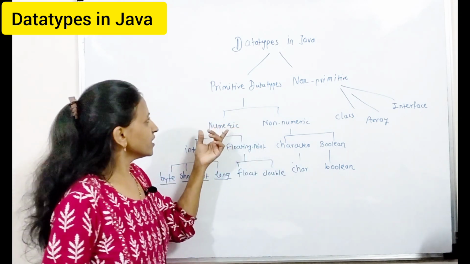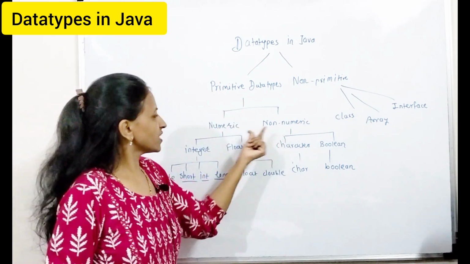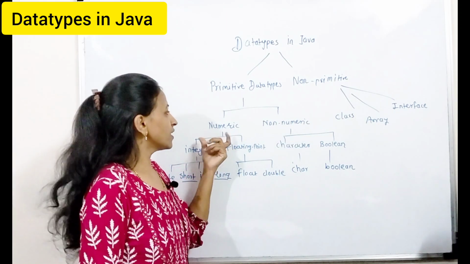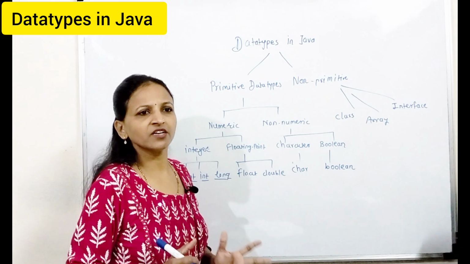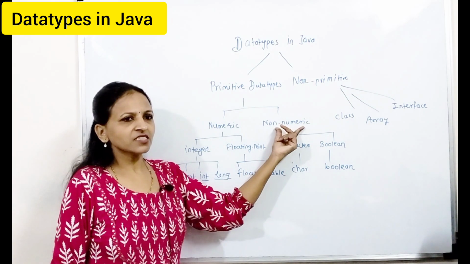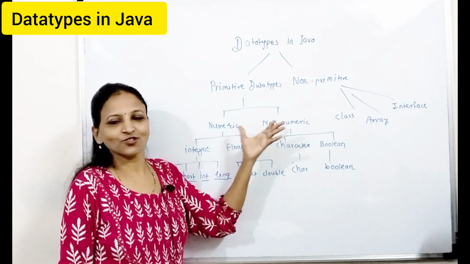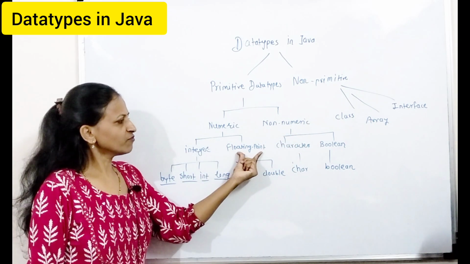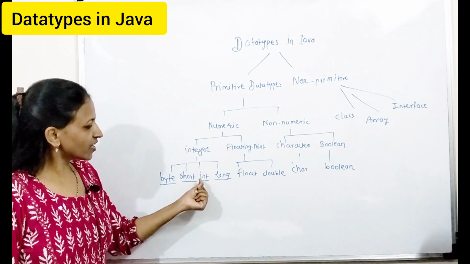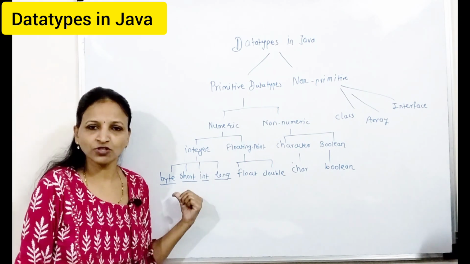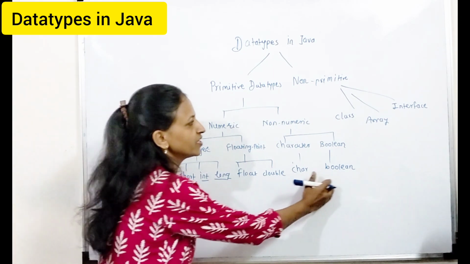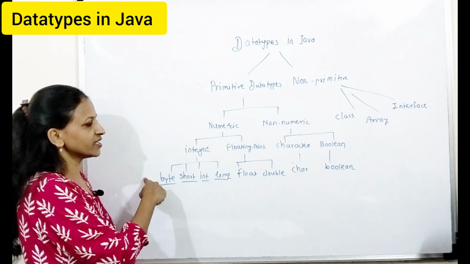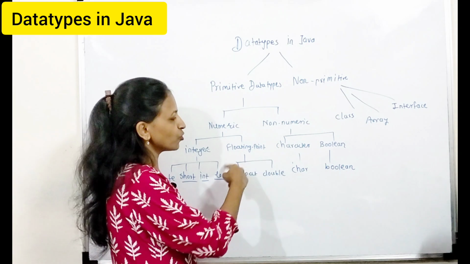Now here primitive data types are again categorized into two types, that is numeric and non-numeric. Numeric means there are numbers, number related data, numeric information. Non-numeric means which are not inside this numeric category, those are in non-numeric category. Inside numeric, integer and floating point. Inside integer there are again 4 sub data types. These are actual data types whatever written here. Byte, short, int and long, that comes under integer. Inside floating point, float and double.